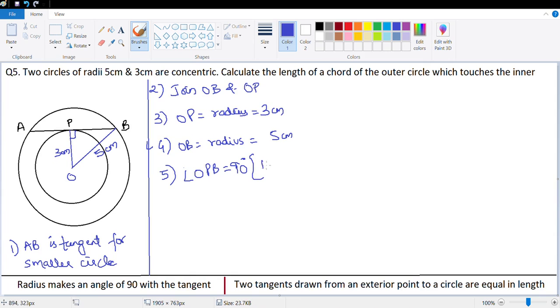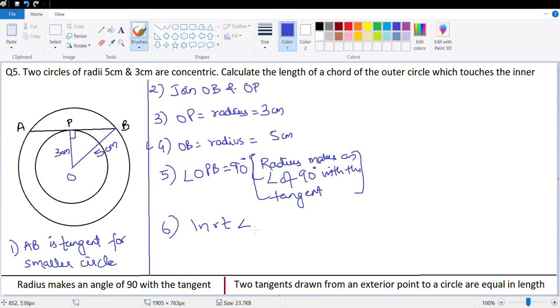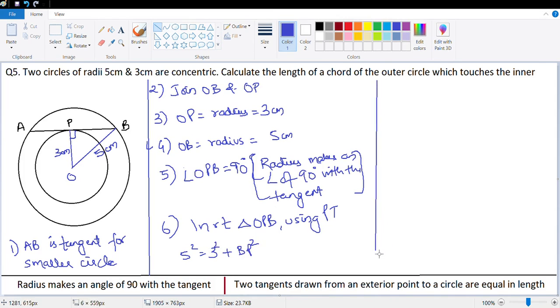The reason is radius makes an angle of 90 degree with the tangent. That's the reason this is done, which means now again I can apply Pythagoras theorem. So in a right triangle OPB, using Pythagoras theorem, what I get is 5 square is equal to 3 square plus BP square, which means this is a Pythagorean triplet, very simple calculation, which means BP is equal to 4 centimeter.